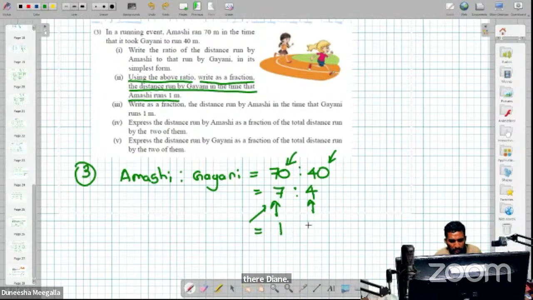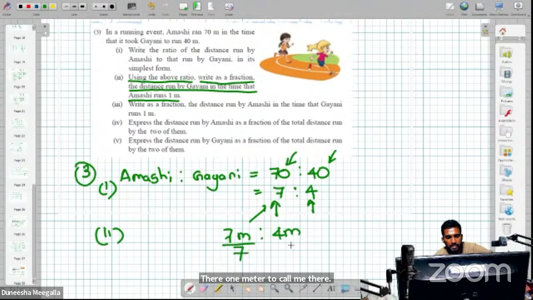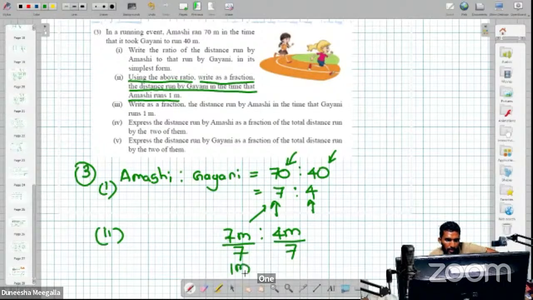Look, divide both sides by 7. The ratio here is 7 meters to 4 meters. It's a ratio. Divide by 7 both sides. Can you divide 7 by 7? What is the answer? 1. So when Amashi goes 1 meter, between Amashi and Gayani.